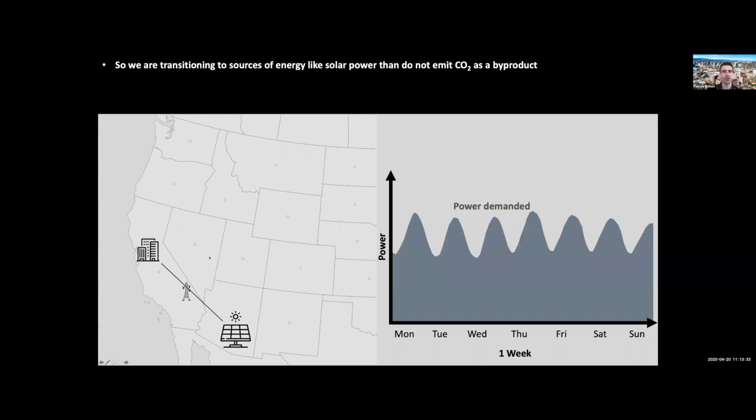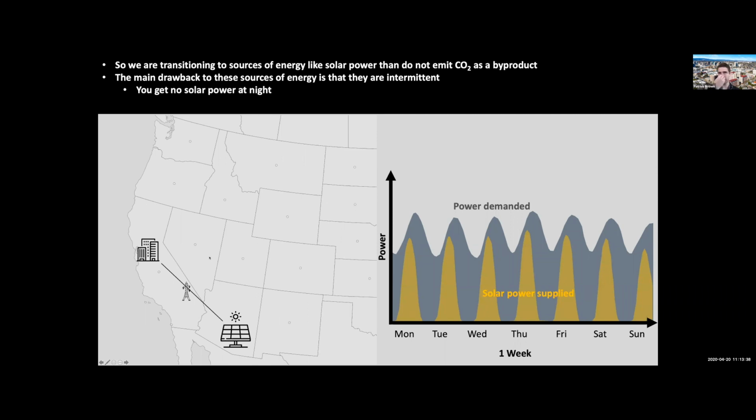So when we're transitioning to solar, the first thing to note is, of course, that you don't get solar power at night. So here's our society, here's our power demanded, here's our solar panels that we'll put in Arizona. So it makes the most sense to put our solar power where it's the sunniest, right? And so we have some amount of solar power. And in this case, I've drawn it where it doesn't quite meet demand, even when it's sunny, but it definitely is not going to meet demand at night.